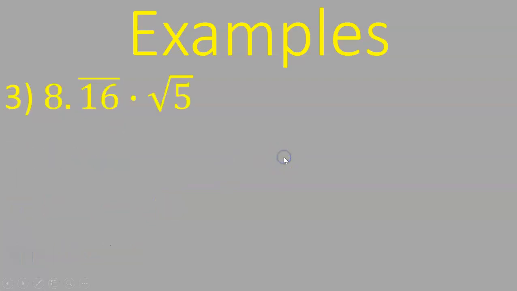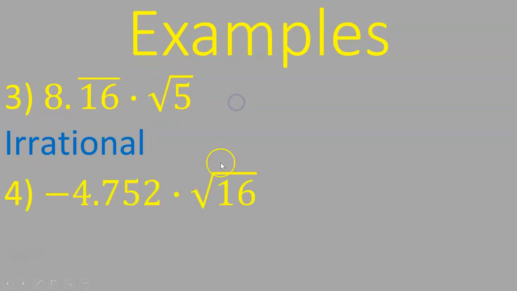Some more examples. This is a repeating decimal, so it is rational. Here we're multiplying times a square root. Again, a non-perfect square. So this is rational and irrational, which makes irrational. Fourth example, this is a decimal which looks like it terminates. And this is the square root, this time of a perfect square.